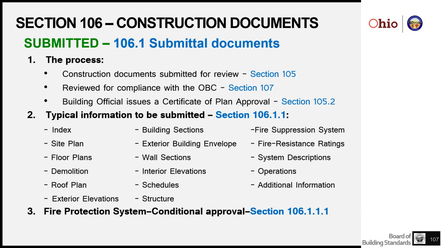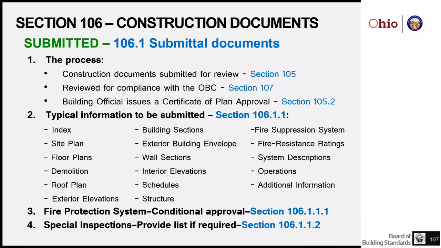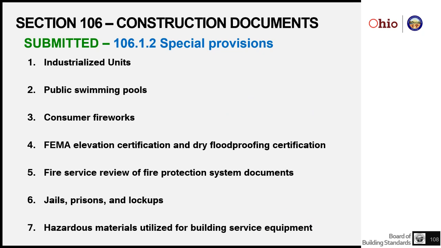Fire protection systems can be a conditional approval, and if your building requires special inspections, that's Chapter 17 out of the OBC, that list must be provided by the owner or the designer in the plan examination. There are also listed several provisions where these types of building projects have additional or other authorities having jurisdiction.